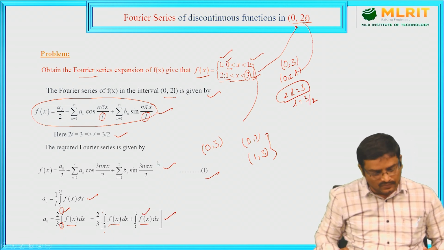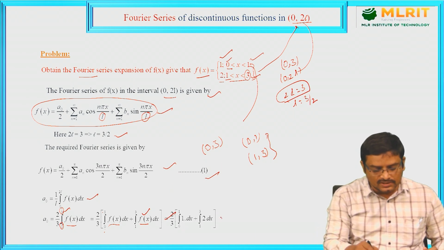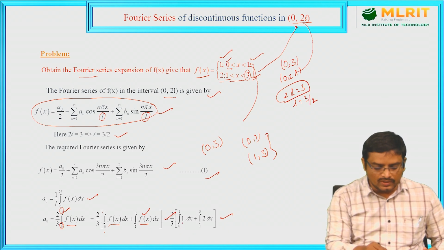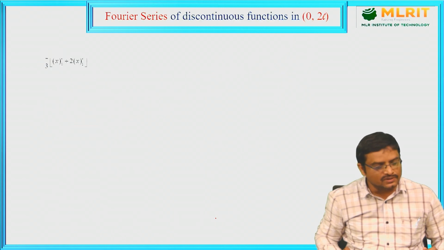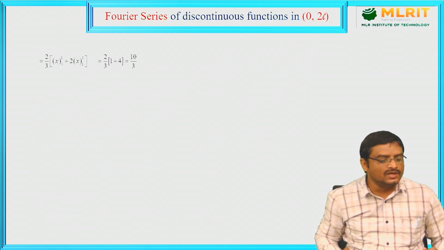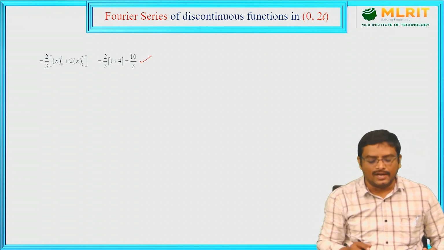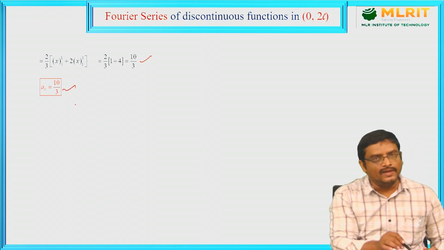The next step, we replace these f of x values. After replacing, this is our resultant integral: integral 0 to 1, 1 into dx, plus integral 1 to 3, 2 into dx. Now find these integral values and substitute the upper limit and lower limit in both terms. Finally you will get our a naught value equal to 10 by 3. So finally a naught is equal to 10/3.